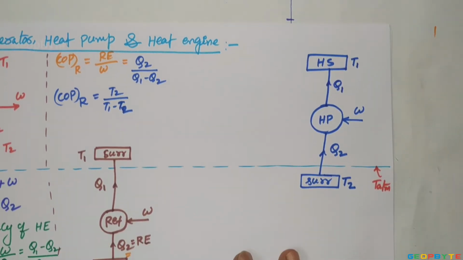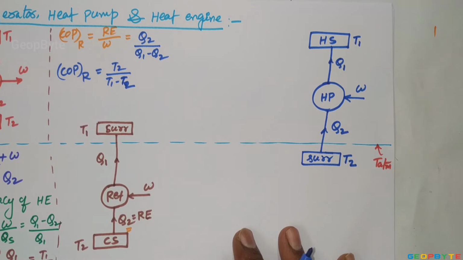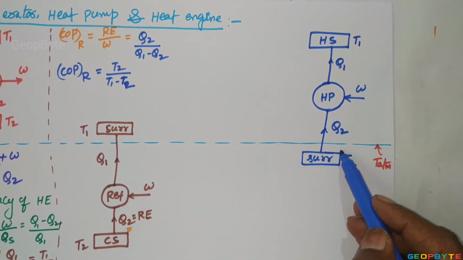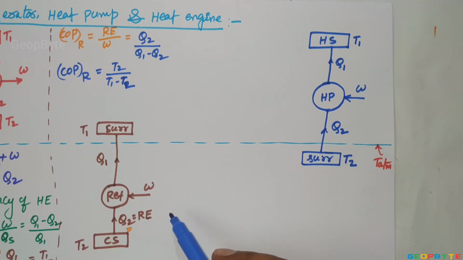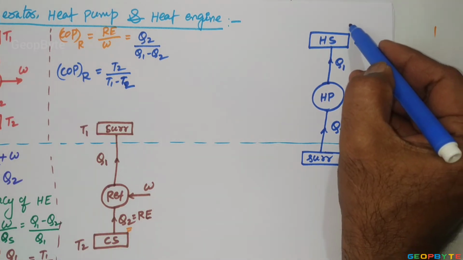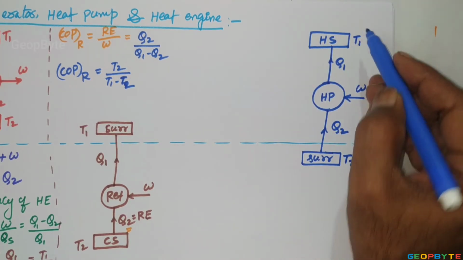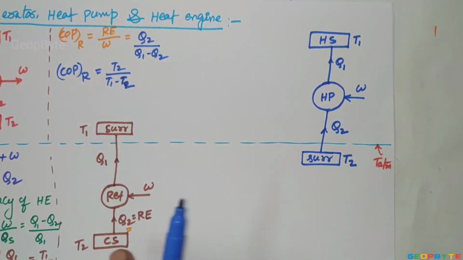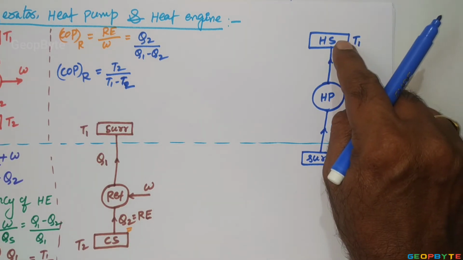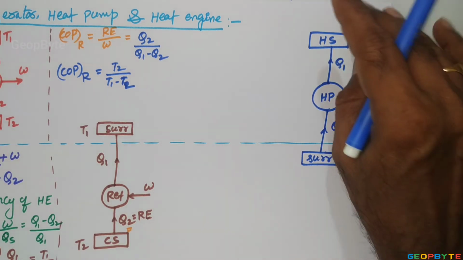Look at the refrigerator and heat pump. Both look the same. But in the refrigerator, we are utilizing this space, whereas in the heat pump, we are utilizing this space. That means the refrigerator is for developing the cooling effect, and the heat pump is for developing the heating effect.